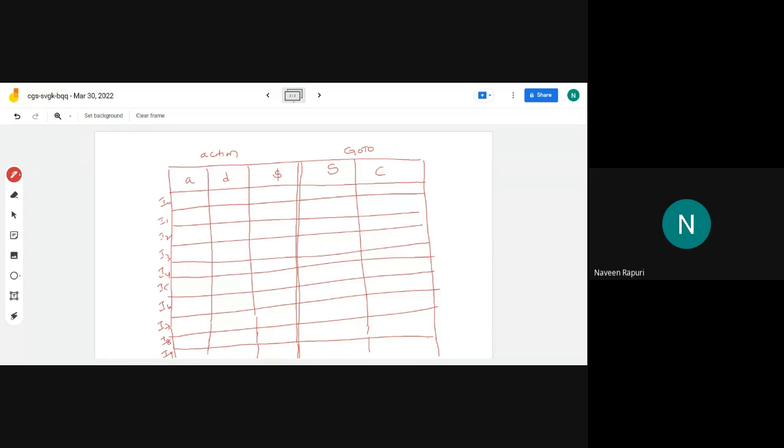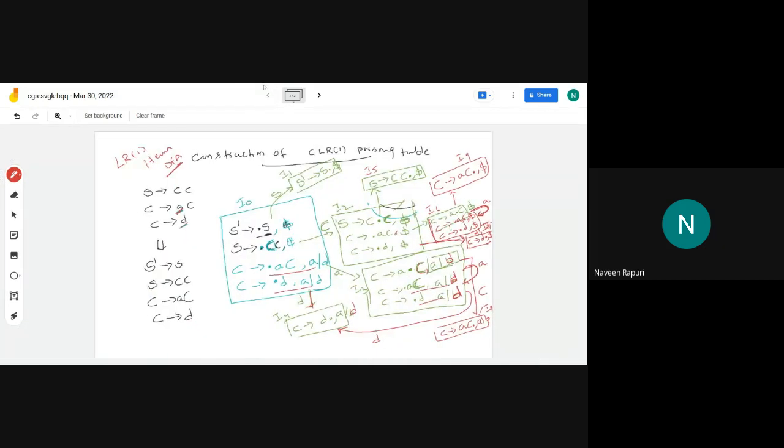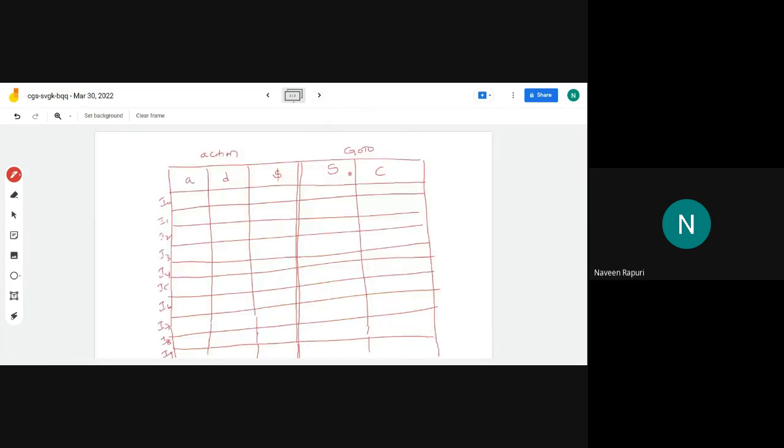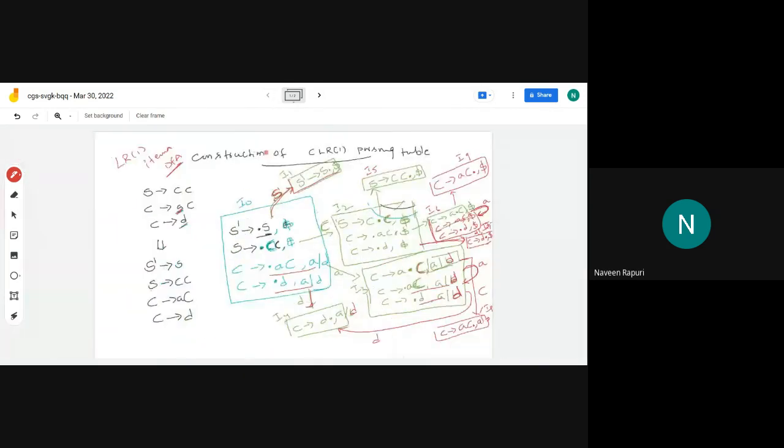Now we need to fill all the cells that we are able to fill. We take I0 on capital S. It is moving to I1. Here it is a non-terminal. After the dot, if you have a non-terminal, that is a goto symbol. I0 on S moves to I1, that means state 1.